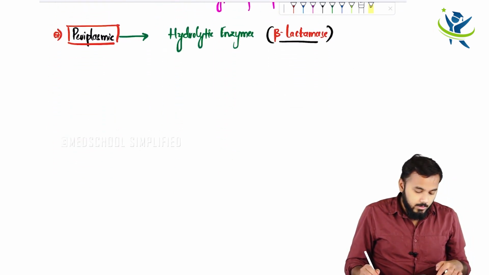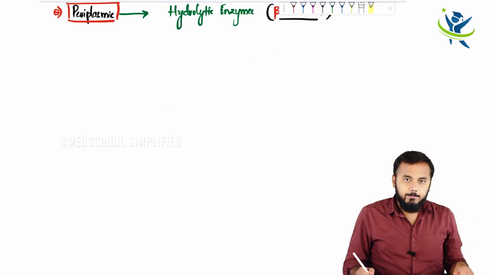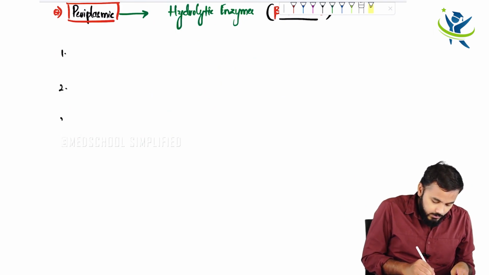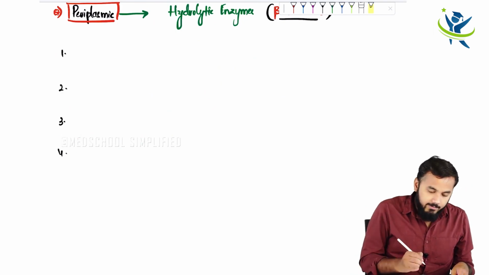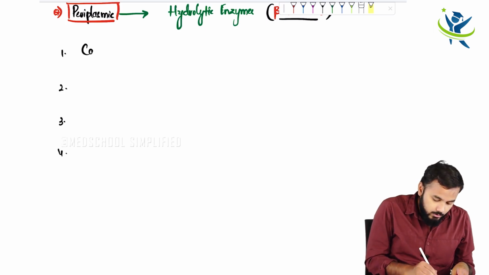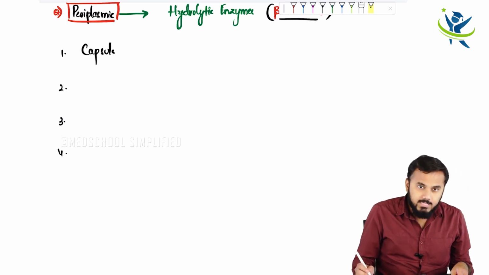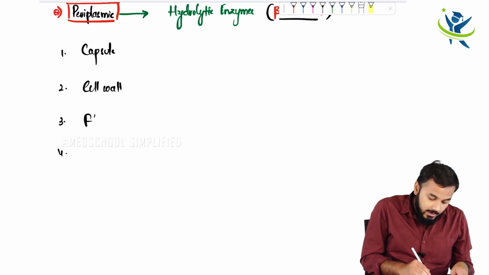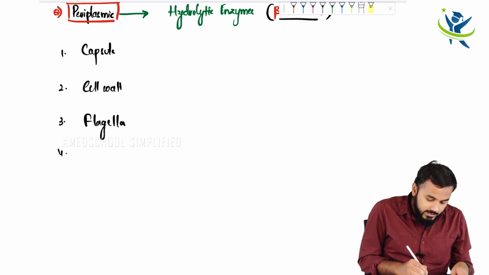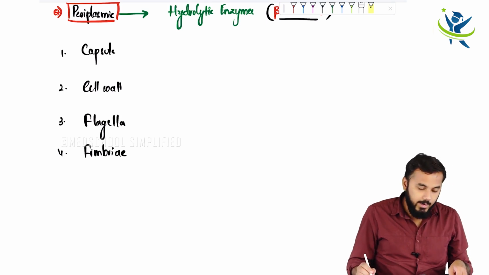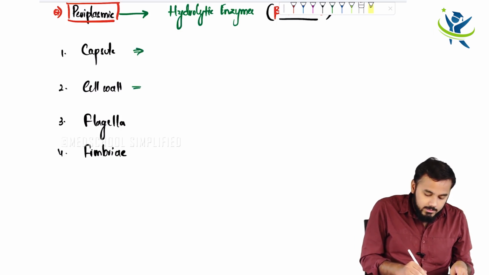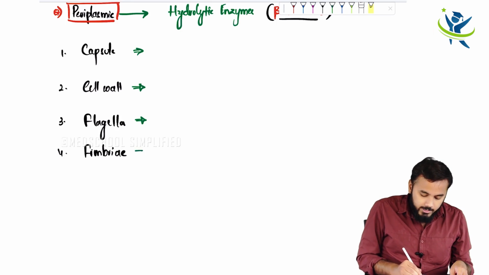Okay. Now, let us discuss another important thing. The next important thing is 1, 2, 3, and 4. We have discussed something called capsule. We have discussed something called cell wall, right? We have also discussed flagella, and we have also discussed short projections called, very good, fimbriae, right? What type of antigen is located in all of these? What type of antigen do you find in all of this?